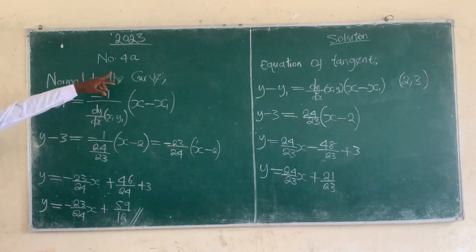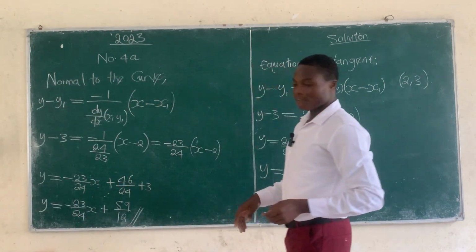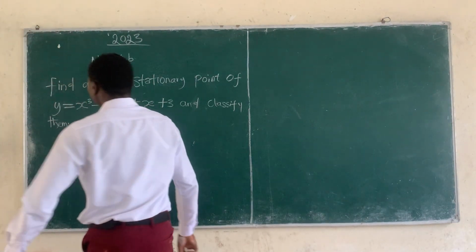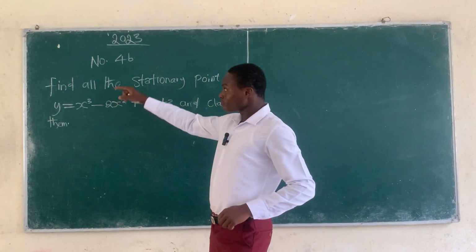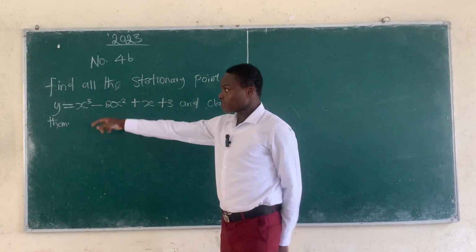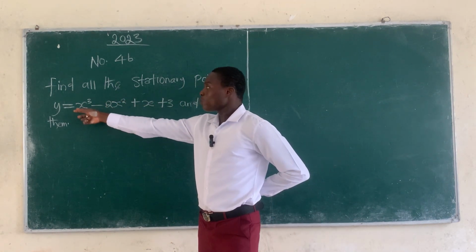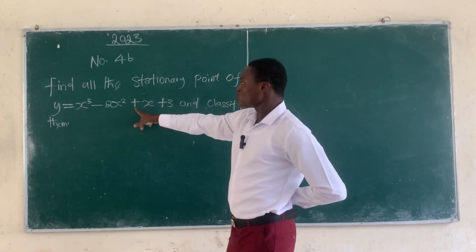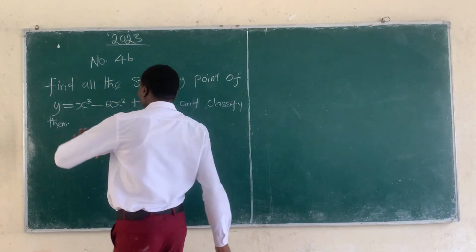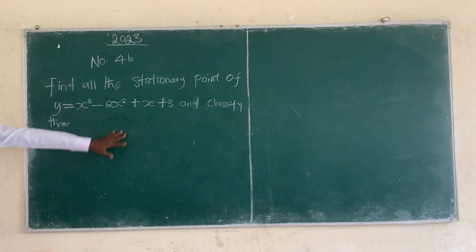So let's quickly proceed to question number 4b, so we can move on to question number 5. All right, so still under question number 4, now let's take the B part. The B part of the question says, find all the stationary points of the function y equals x cubed minus 3x squared plus x plus 3 and classify them. So let's begin by finding the stationary points first, and then we classify the points.